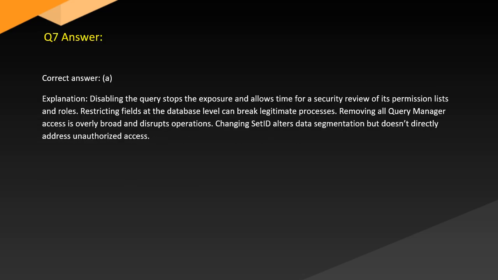Answer. Correct answer. A. Explanation. Disabling the query stops the exposure and allows time for a security review of its permission lists and roles. Restricting fields at the database level can break legitimate processes. Removing all query manager access is overly broad and disrupts operations. Changing setID alters data segmentation but doesn't directly address unauthorized access.